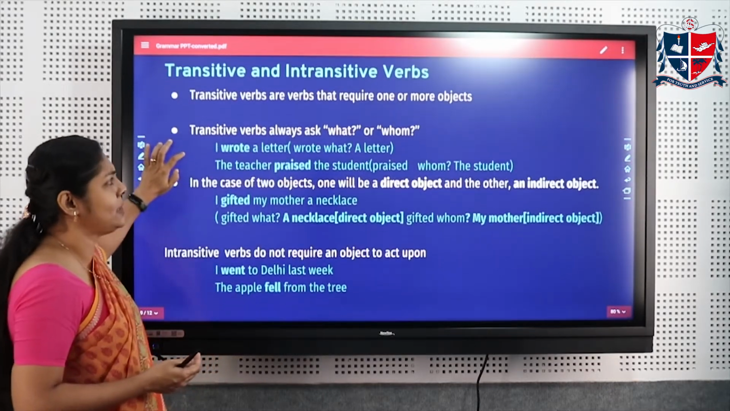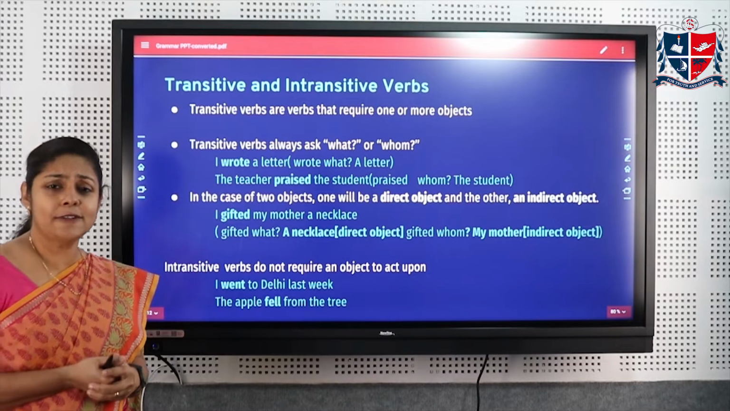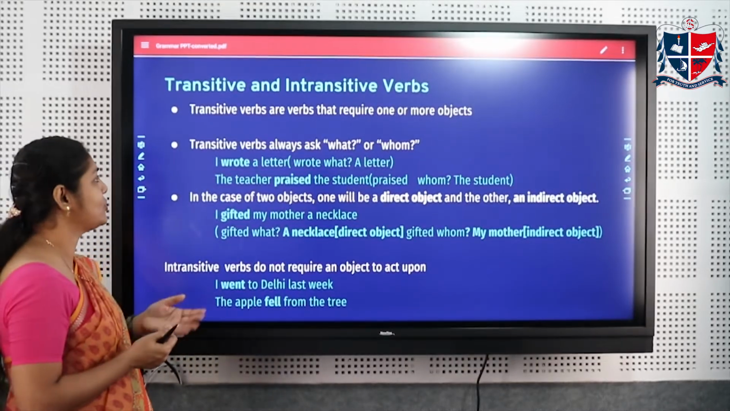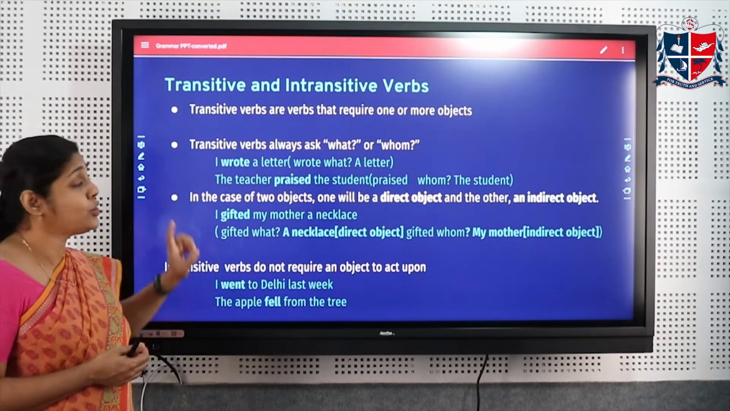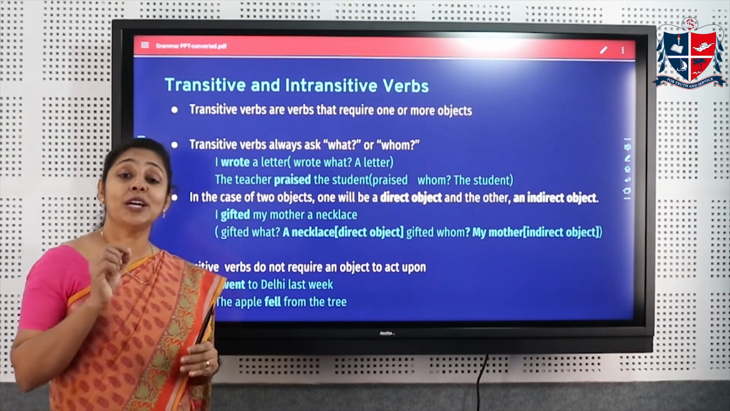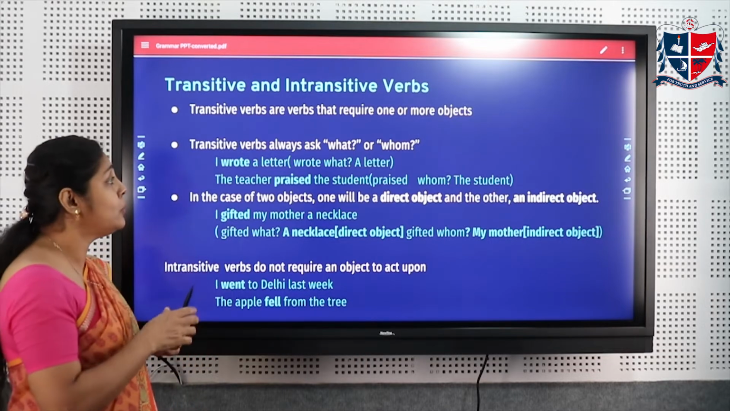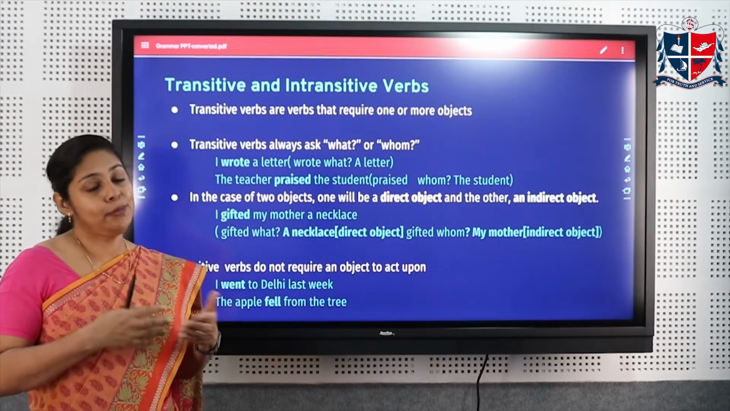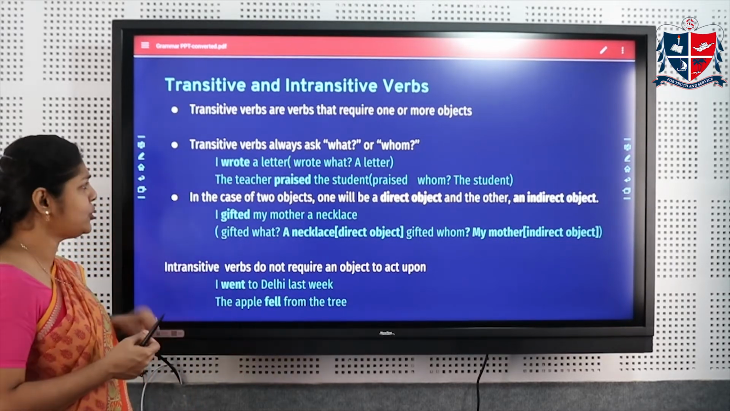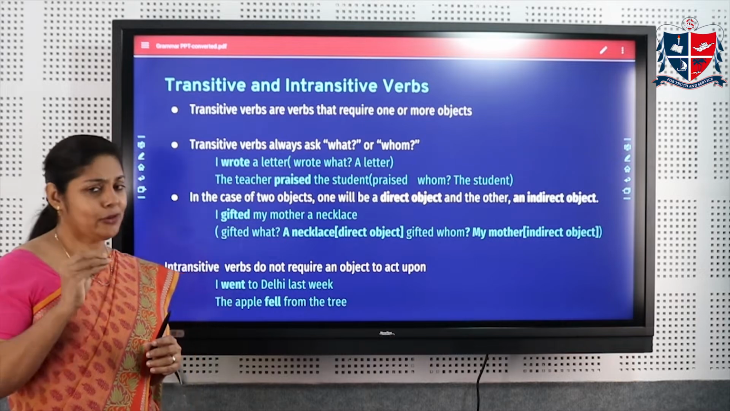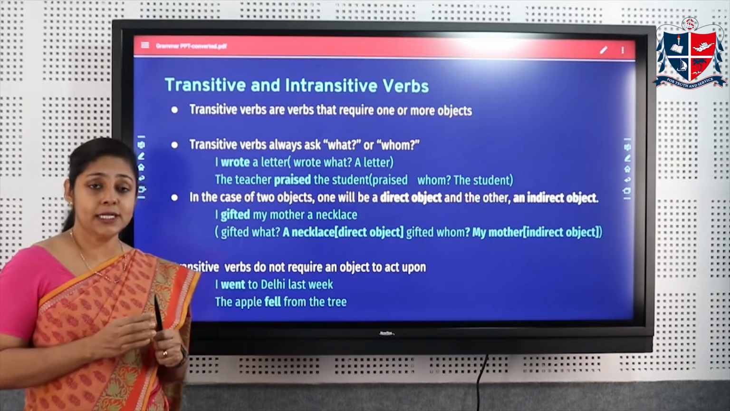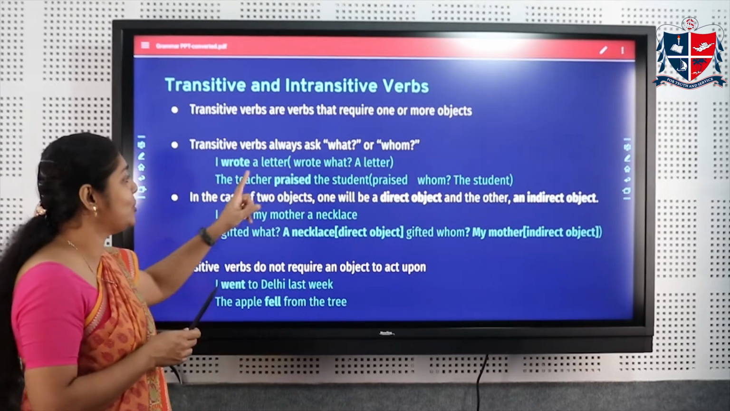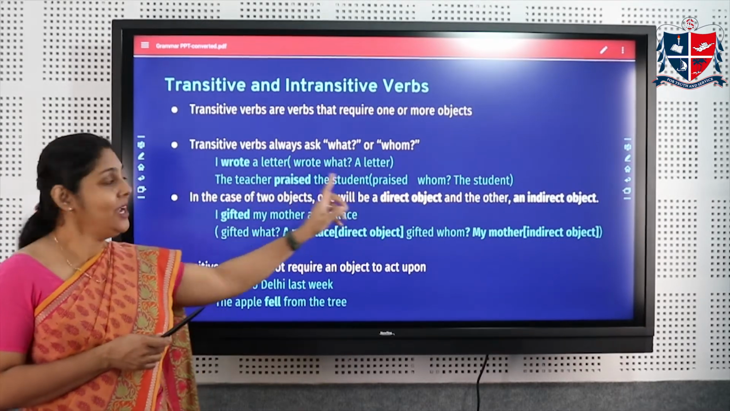Now we have another concept in verbs called transitive and intransitive verbs. Now what are transitive verbs and what are intransitive verbs? As I have explained here, transitive verbs are those verbs that require one or more objects. That is, the verb would have either one object or maybe more than one object, right? So how do you find out the object of a verb? Suppose you have a sentence. If you want to know whether the sentence has an object, you need to ask these two questions: what or whom?